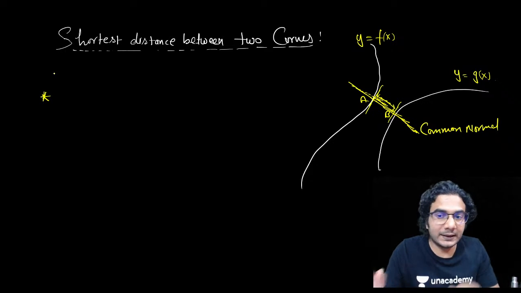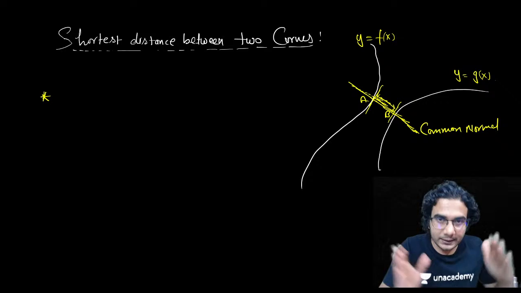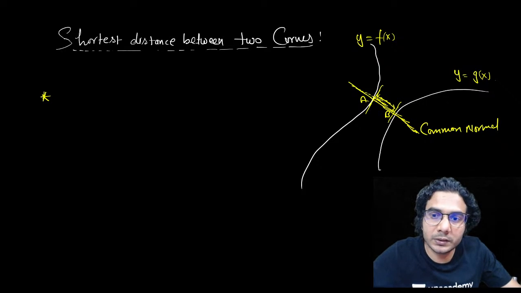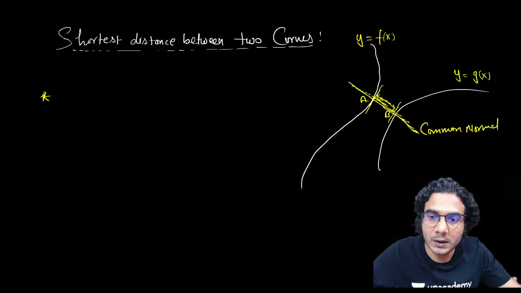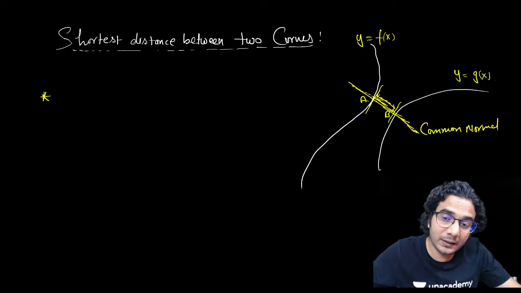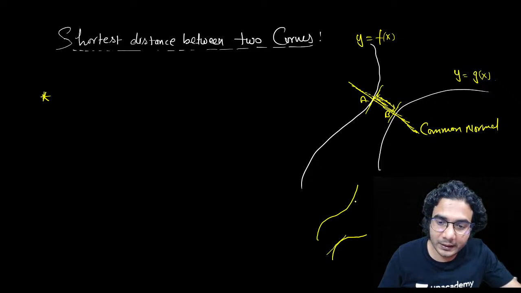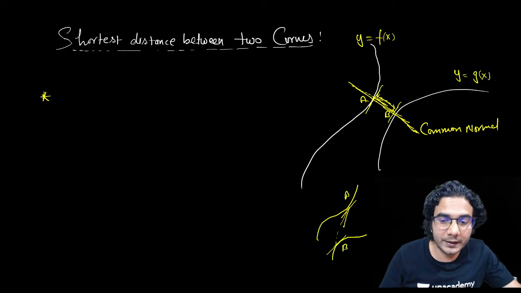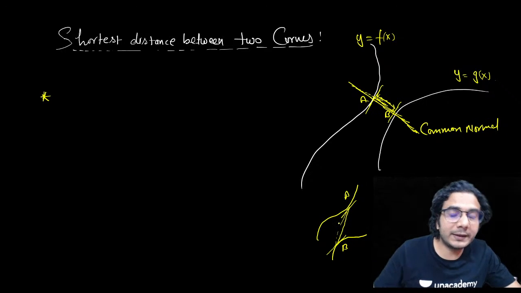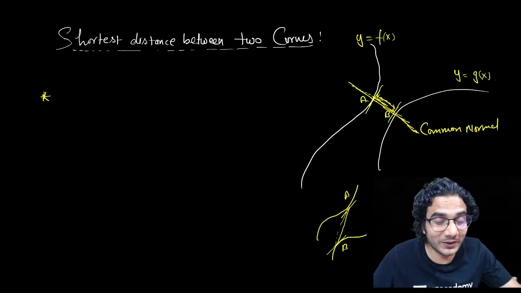First of all, we should understand that if a common normal does exist, then tangents will be parallel at the feet of the normals, at A and B. A and B are the feet of the normals. So at A and B, if you plot tangents, then the tangents will be parallel. But if tangents at A and B are parallel, then AB will be the common normal? That is not true, the converse is not true. But if AB is a common normal, then tangents at A and B will be parallel, okay? So that's an important point.